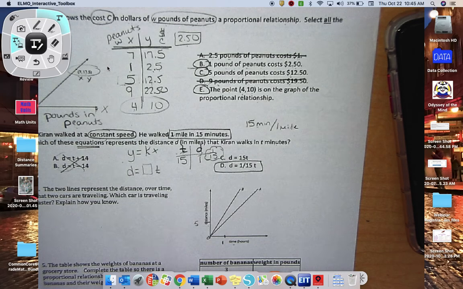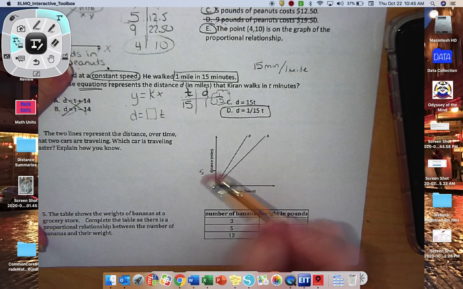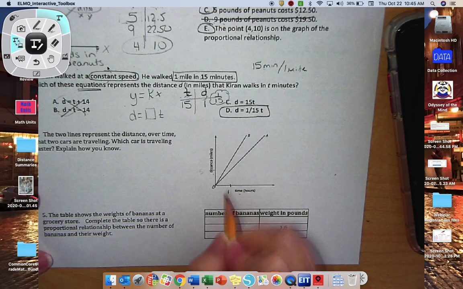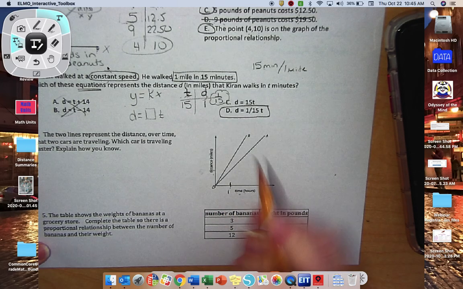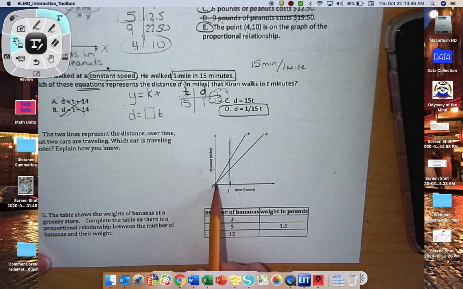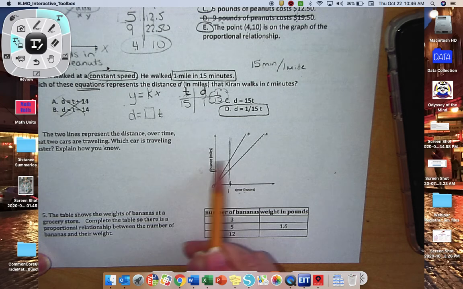Number 4, the 2 lines represent the distance over time that two cars are traveling. Which car is traveling faster? Explain how you know. Okay, so what I like to do here, guys, and I'm going to make this just a little bit higher here, I like to just sort of, I call it put in pretend numbers. So let's say for time in hours, I put a little tick mark here, and I say that this right here is going to represent 1 hour. Okay, so I'm going to very lightly kind of extend that line there. So what that means is in 1 hour, car A is going to travel this distance, which is wherever this is right here. But in 1 hour, car B will have traveled this distance here.